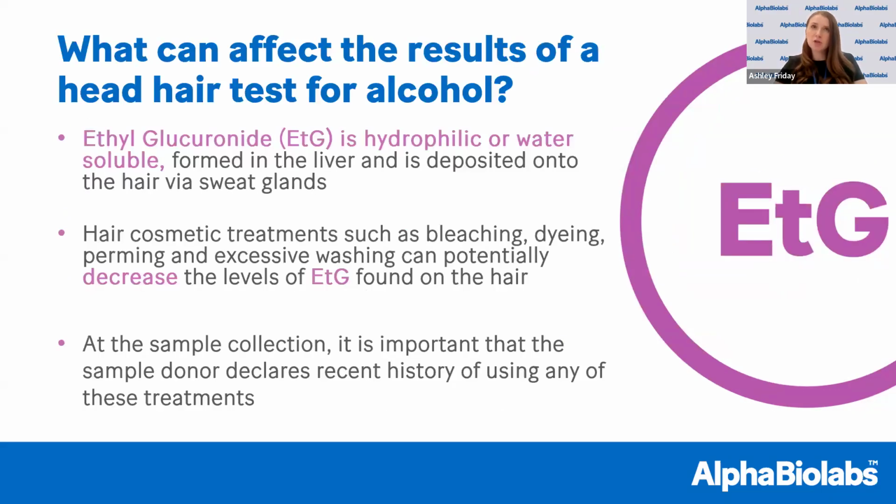So the two testing options that you've got, you've got your ETG, which is water soluble, which means that they're affected by different things. So for ETG, hair cosmetic treatments such as bleaches, dyes, perms, excessive washing could potentially decrease the levels of ETG that could be detected in the hair sample. And we do ask questions about cosmetic treatments that people have used at the time of collection, but this is why it's really important to do ETG alongside ETPA where possible, because they're affected by different things. So by doing the two together, it allows us to compare the results.